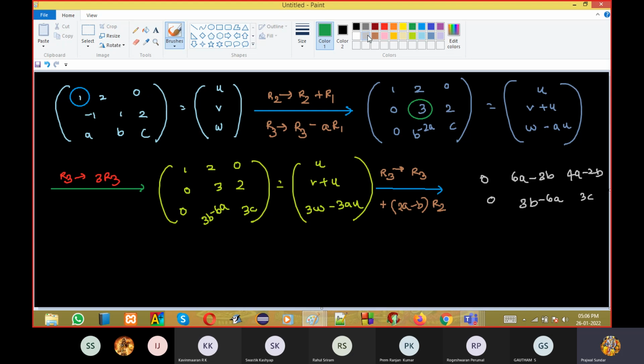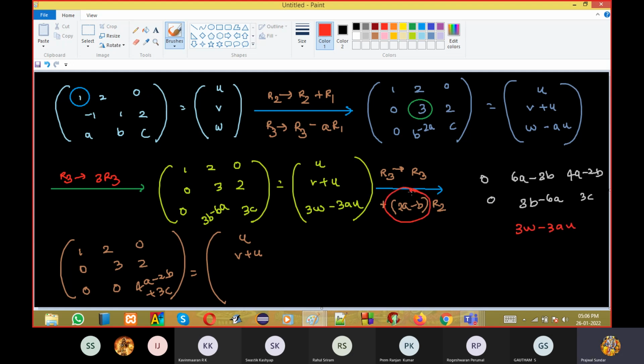If you're adding this, that was rough work. Now I'm writing the actual work here. So here you will write 1, 2, 0, 0, 3, 2. Just add this, you will get 0, 0, and 4a minus 2b plus 3c. On the right side you will get uv plus u, 3w minus 3au, plus 2a minus b times v plus 2a minus b times u. Whatever row operation you perform, perform it on this also. Okay, this is rough work, I'll keep it side by side.